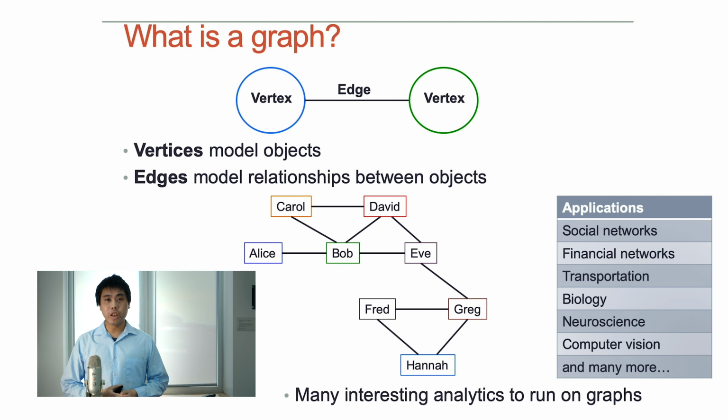And oftentimes there are many interesting questions that you might want to ask on these graphs. For example, you might be interested in finding a good cluster in a social network, or detecting fraudulent transactions in a financial network, or finding the shortest path from one location to another in a transportation network. And these are all questions that graph algorithms can answer.